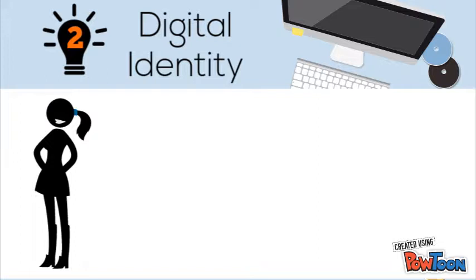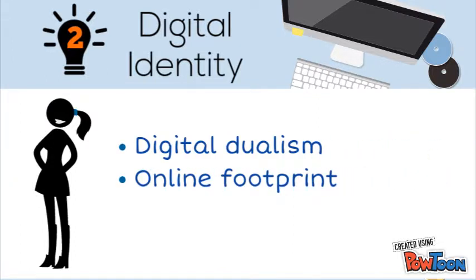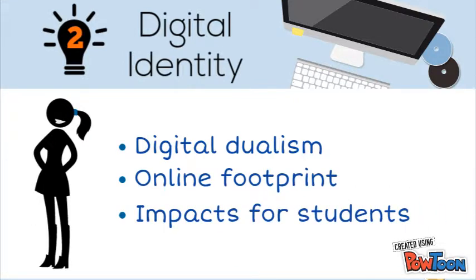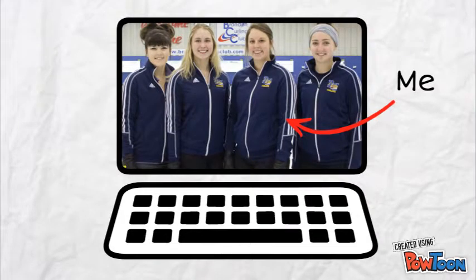Through this topic, I learned about digital dualism, my own online footprint, and the impacts of living in a digital world for my students. Digital dualism is the belief that online and offline worlds are separate and distinct. At the beginning of this course, I firmly believed this to be true. But now, my perspective has shifted. I now believe that our online identities are extensions of our offline identities.